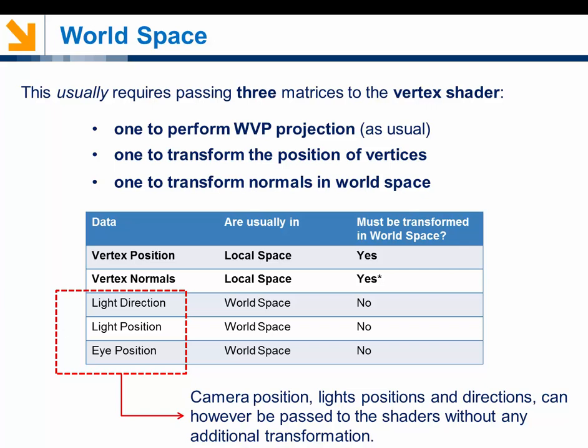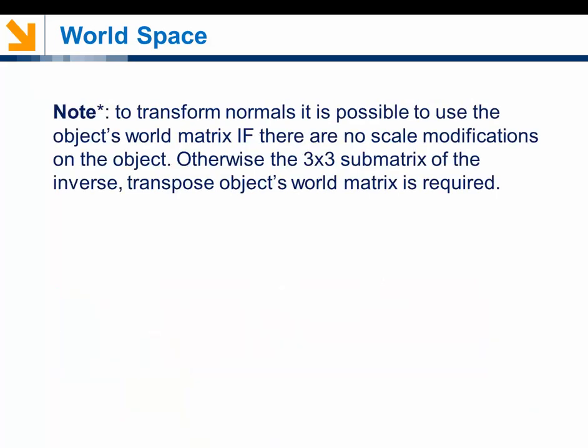For the direction, usually it is the world matrix only if there are no scale modifications to the object. If there are scale modifications to the object, we have to take the 3x3 submatrix of the world matrix, invert and then transpose it in order to achieve the intended result.